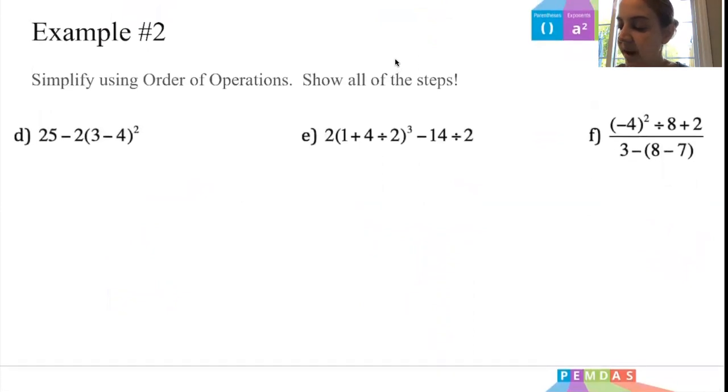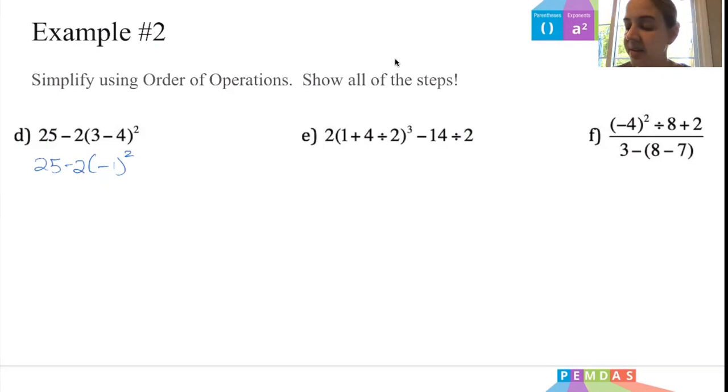More practice, more exponents. When I look at letter D, 3 minus 4, we get a negative 1 in here. So 25 minus 2 times a negative 1 squared. If we had the calculators at school, I know that they would do the correct thing. A few of you have asked, hey, what do I use for a calculator? I've written back and said, use your iPad. There's a calculator app in self-service. Use your cell phone if you need to.